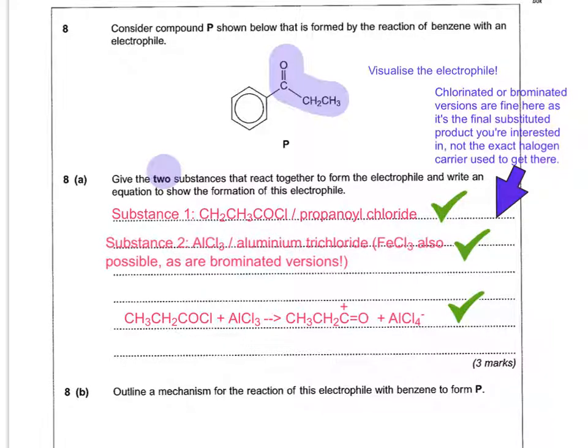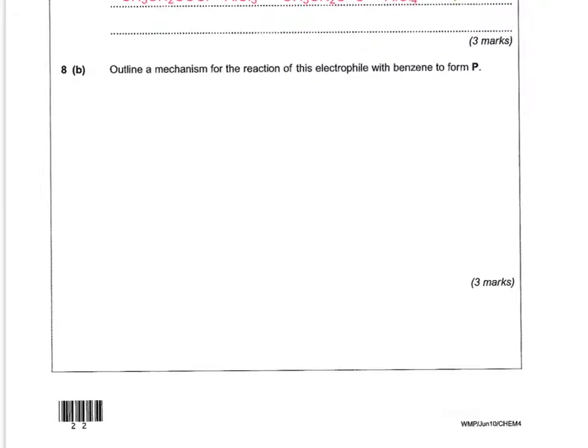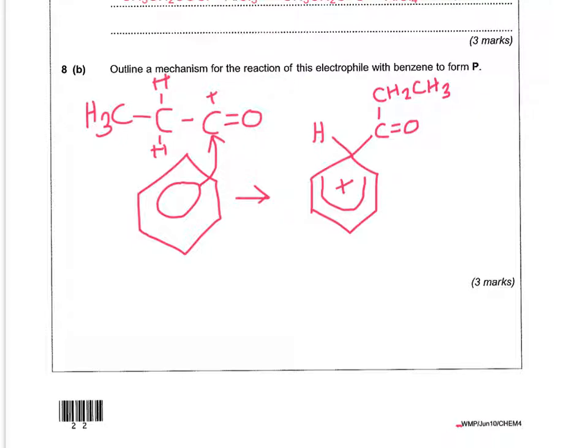Okay, so let's move down the page a bit and have a look at the next part, which is to outline a mechanism for the reaction of this electrophile with benzene to form P. So let's make some room. So I start by drawing out the structure of my electrophile and placing it nearby to my benzene ring. Notice how I'm positioning the carbon that's positively charged so that I can easily draw out my curly arrow. So drawing the structure of my intermediate, that now gives me another mark.